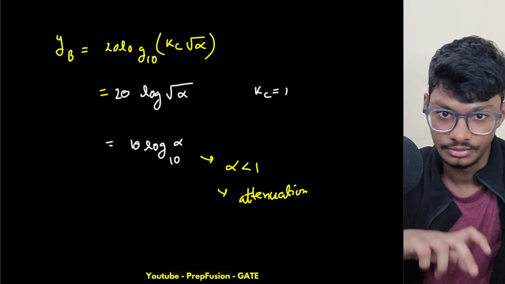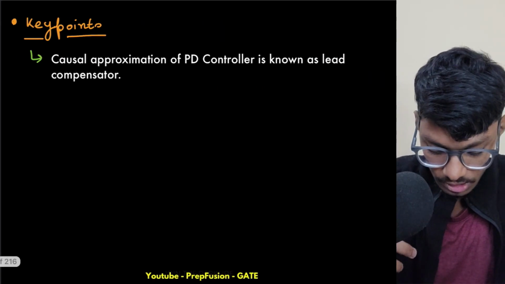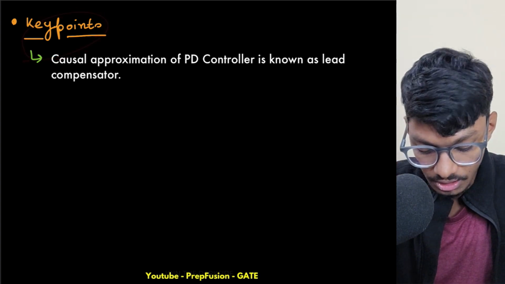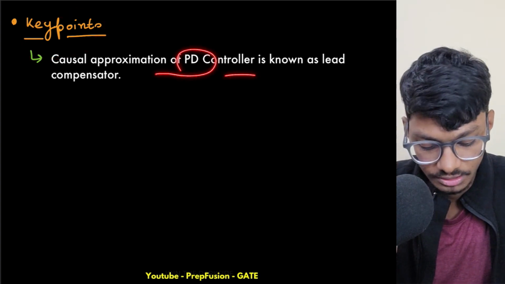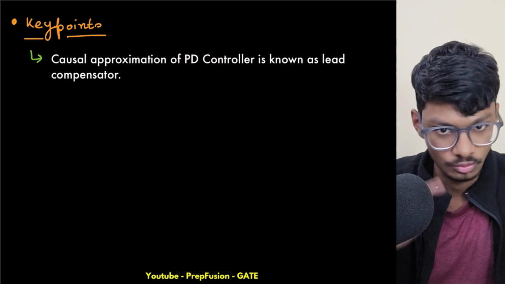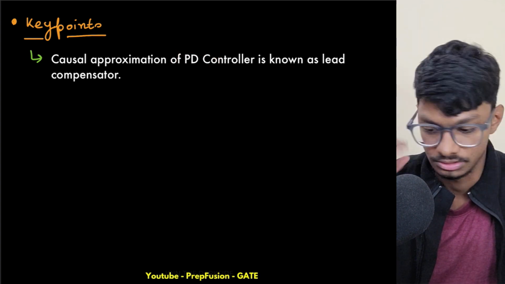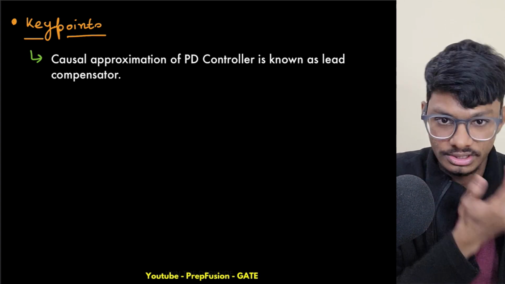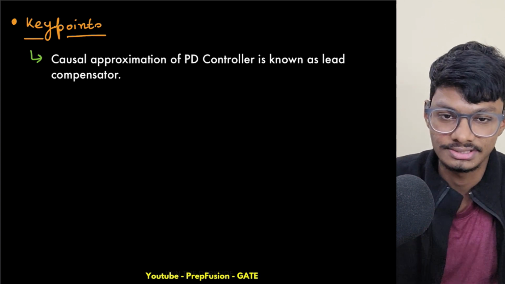So yeah, this is the attenuation basically. So now let's read a few key points. The first key point is that the causal approximation of a PD controller is known as a lead compensator. As I told earlier, during the study of the PD controllers, that the causal approximation of PD controller will be known as lead compensator. Now let's understand this in brief.